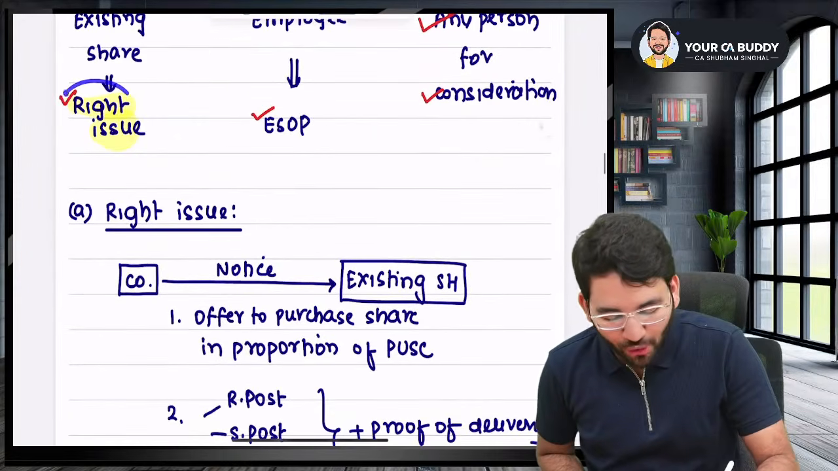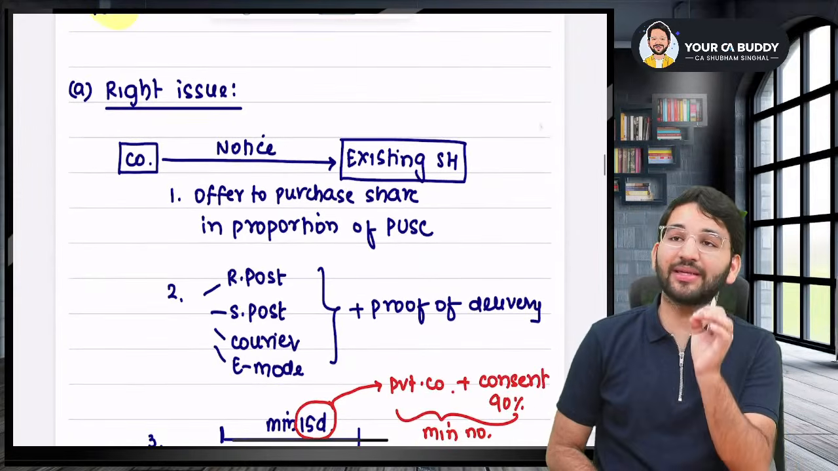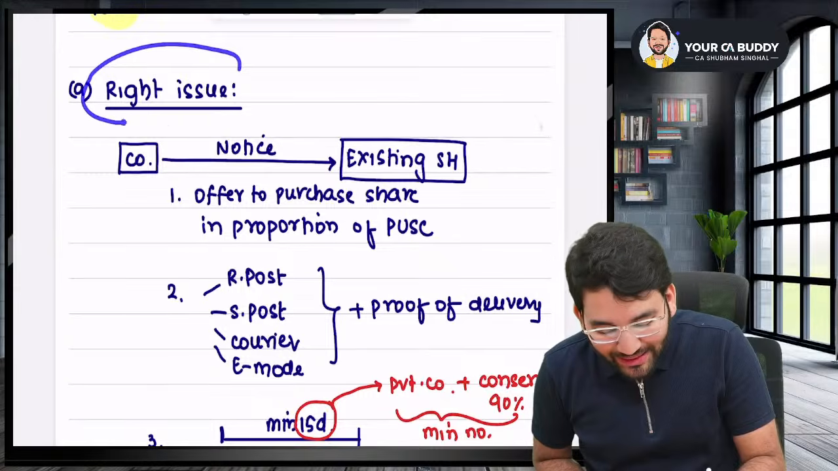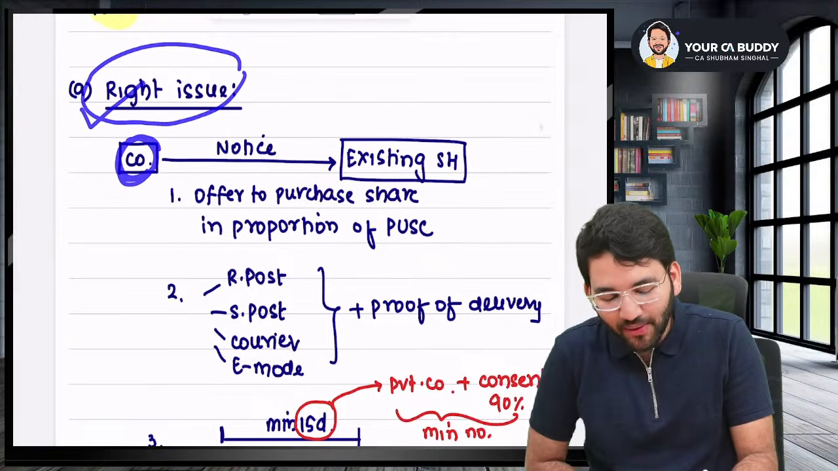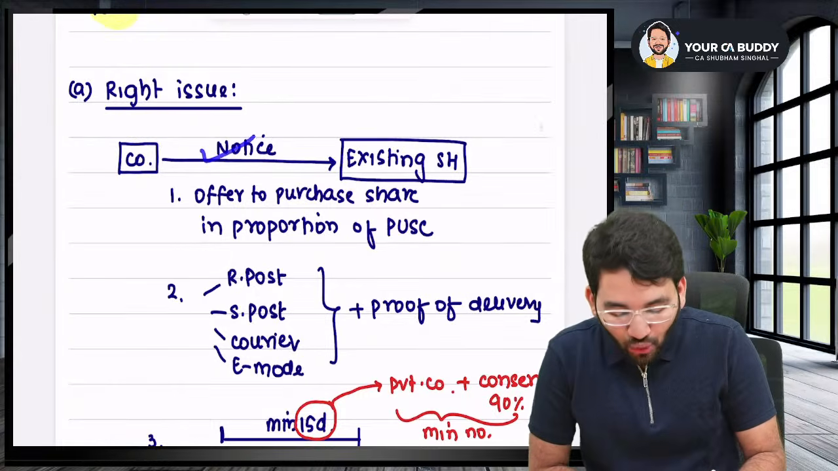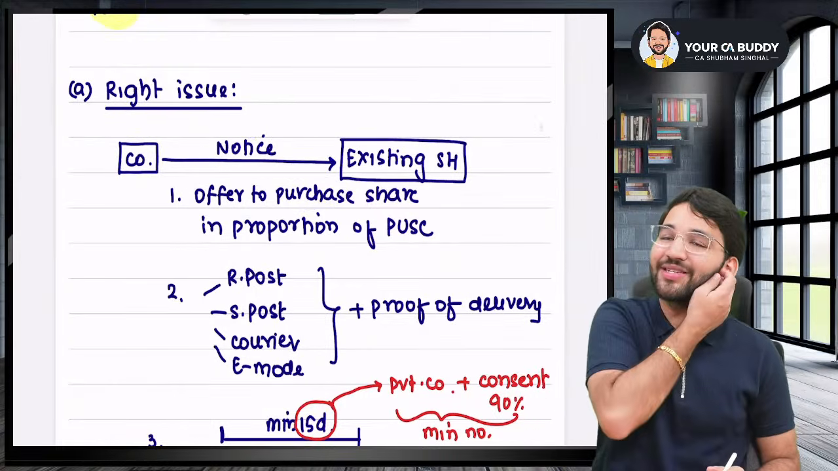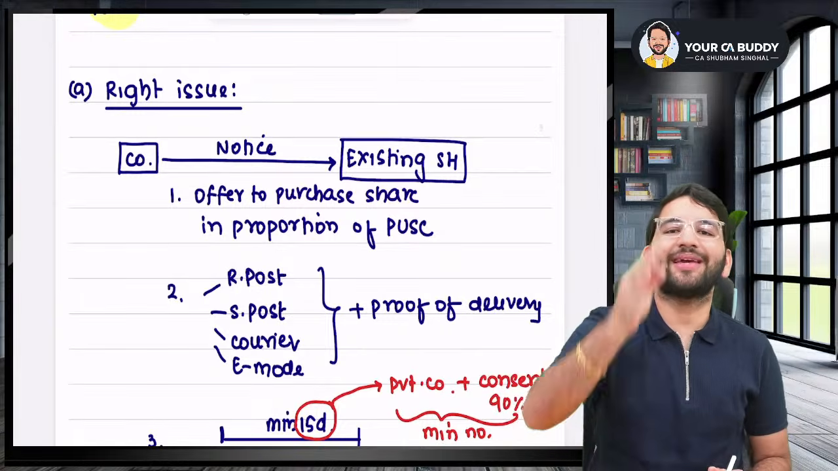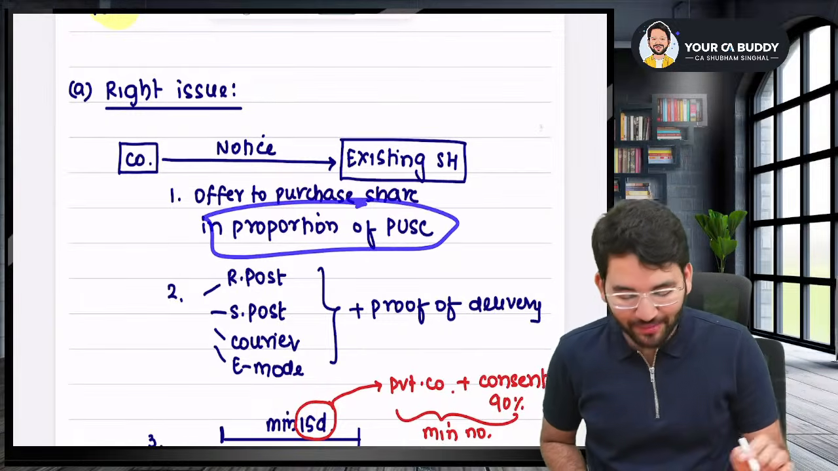So first, let's talk about rights issue, guys. Listen to me very carefully. This is a very big section. Rights issue says that if a company wants to issue a rights issue, it will have to give a notice to the existing shareholders. In that notice, they'll give an offer to purchase the shares. The shareholder can purchase the shares of the company in proportion to the paid up share capital.